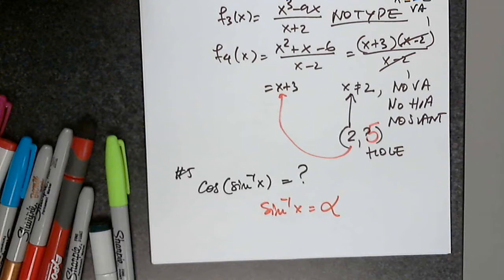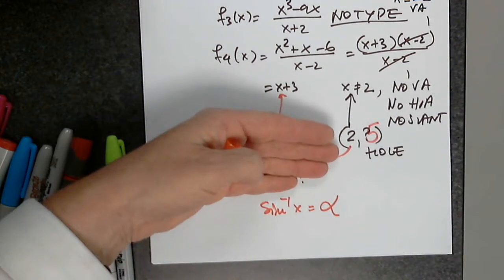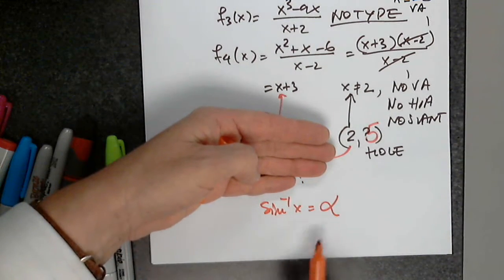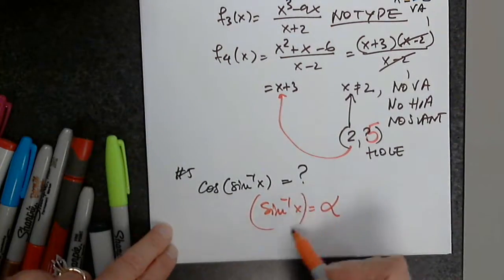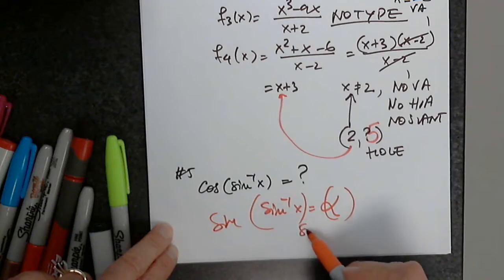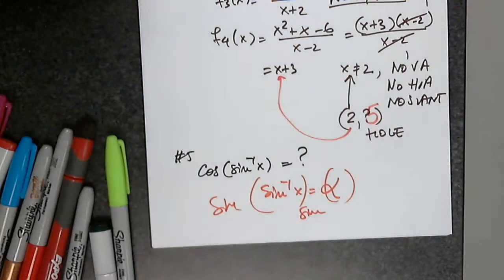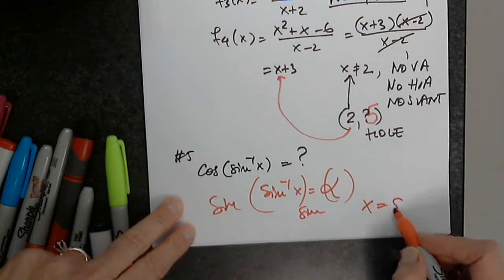Find cosine of an angle. I'm not there yet. I'm looking at this. What should I do to both sides? Sine? Of course. So apply sine to both sides. So then what is the left-hand side? Right. What is the right-hand side?